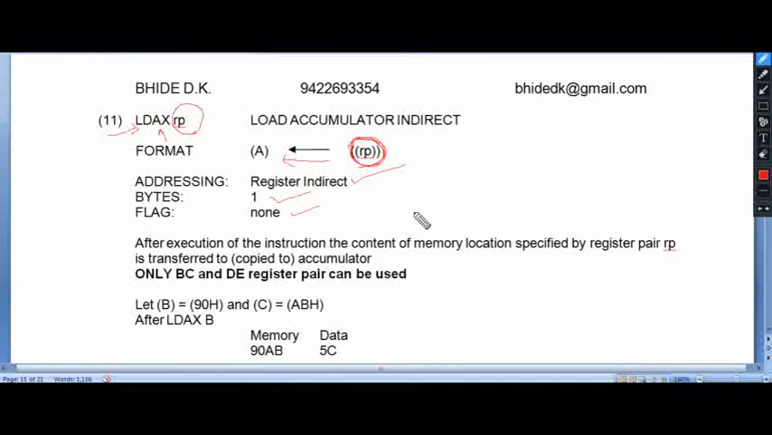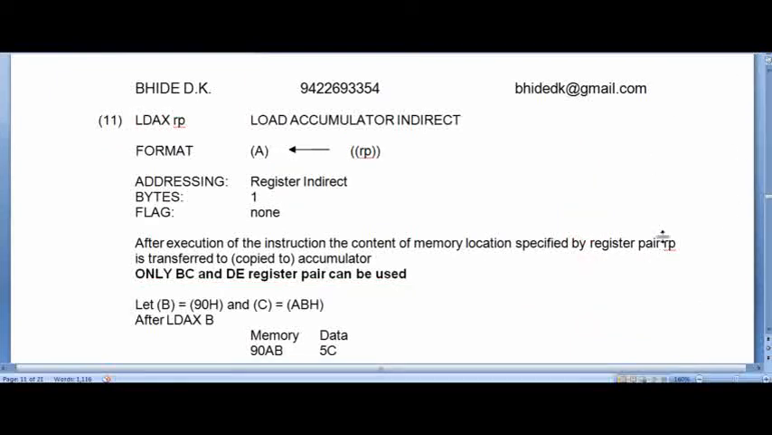Here only the BC and DE register pairs can be used. Here we cannot use the HL register pair. For this instruction, LDAX B we can write, that is the BC register pair. LDAX D we can write, but LDAX H we cannot write. The HL register pair is not allowed. This is to remember.